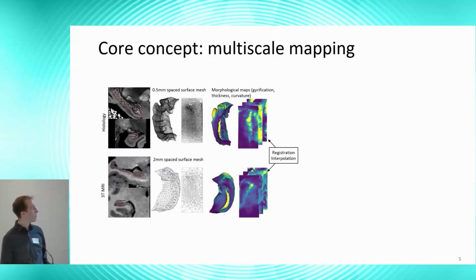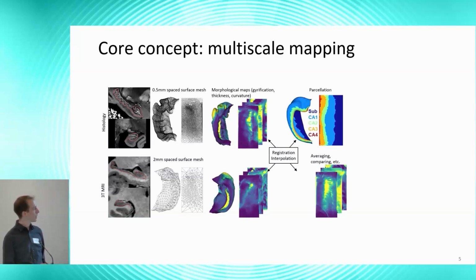And in that unfolded space, we can do all kinds of operations. We can map out features of that surface itself, for example, its thickness or its curvature and things like that. And with those features, we can use that to drive a registration between individuals, or we can do things like parcellation.